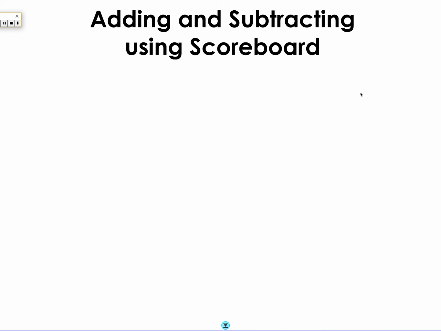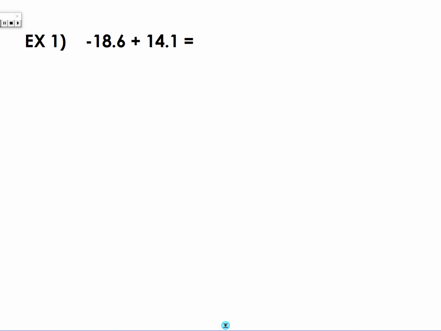So I'm going to show you how to add and subtract rational numbers using scoreboard. So if you think about a scoreboard, we always want to think about which team is winning. And so what you'll see is I'm going to be always talking about two teams, that positive team and the negative team. And we're going to use our scoreboard to figure out the answer to addition problems.